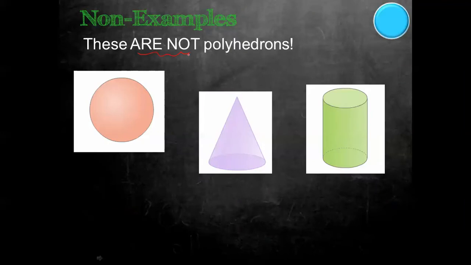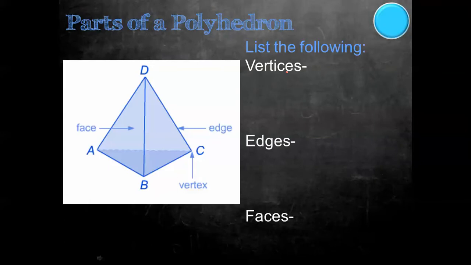These are not polyhedrons because they do not have polygons as their boundaries. This is a sphere, so it doesn't have any boundaries as far as a polygon goes. This is a cone. It has a circle, which is not a polygon, and no clearly defined polygons as its bases. And we have a cylinder right here. Again, it has circles as the bases and then kind of a cup as one of the boundaries. So these are not polyhedrons.